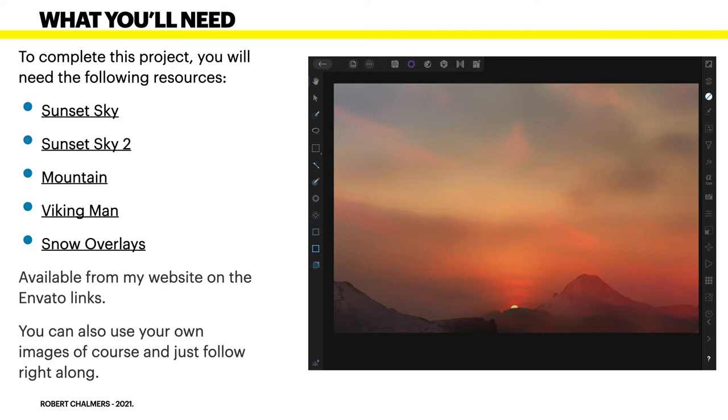Now what you'll need to complete this program, you'll need the following resources: Sunset Sky, Sunset Sky 2, Mountain, Viking Man, and Snow Overlays. Now all these are available from my website on the Envato links, and I'll provide those in the website. You can always use your own images, of course, and just follow right along.